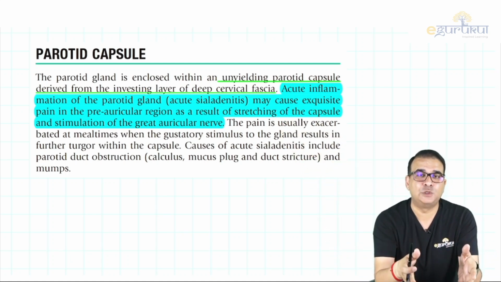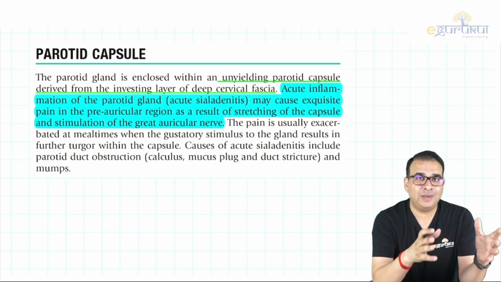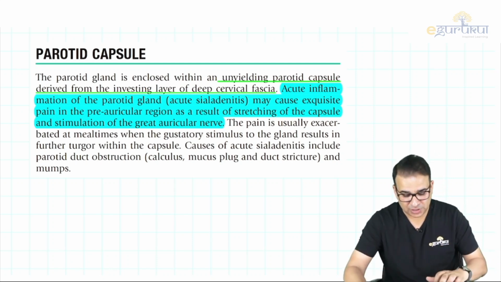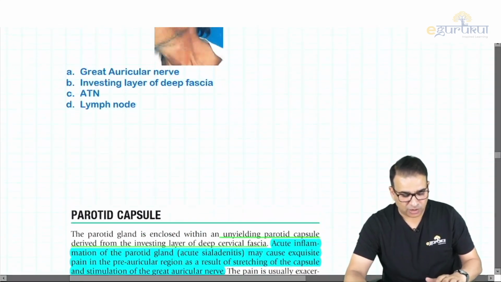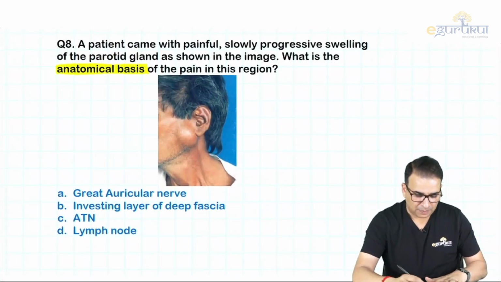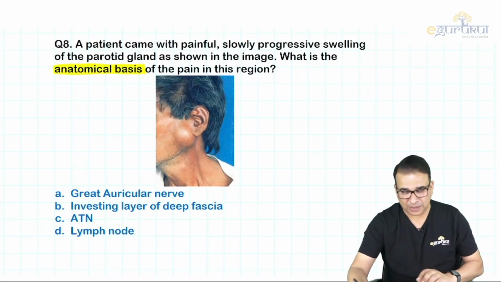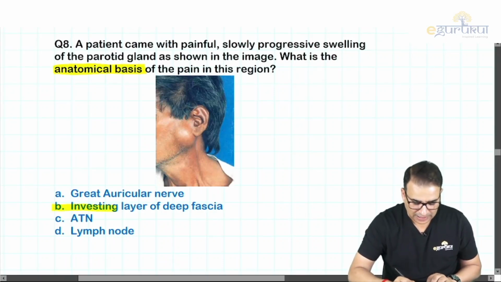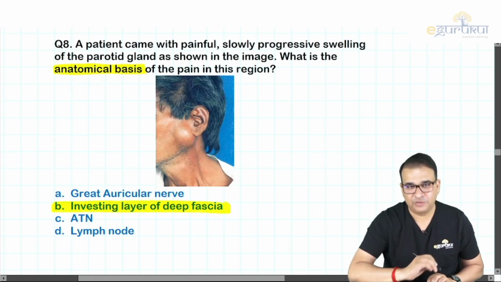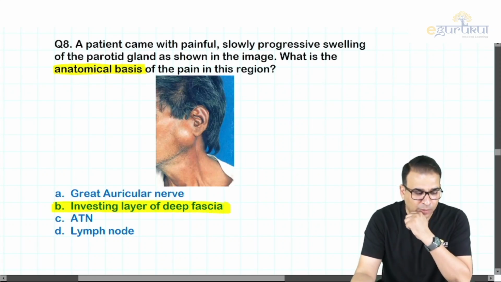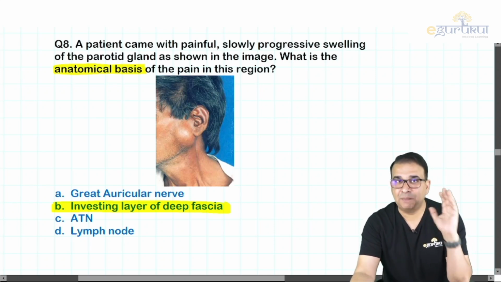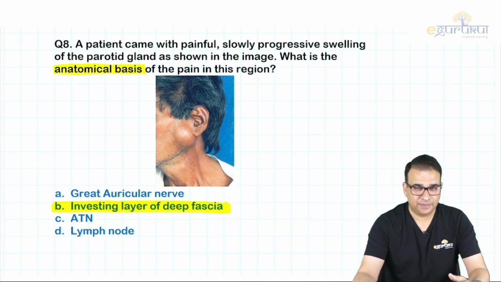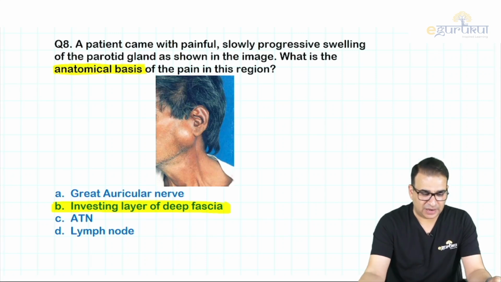And that parotid capsule is made up of the investing layer of deep cervical fascia. So yes, this great auricular nerve can confuse you in this question, but because it says the anatomical basis for the pain, my answer here has to be the investing layer of deep cervical fascia. It's not about which nerve is carrying the pain, it's the anatomical basis for the pain in this area. And the answer is the investing layer of deep cervical fascia.